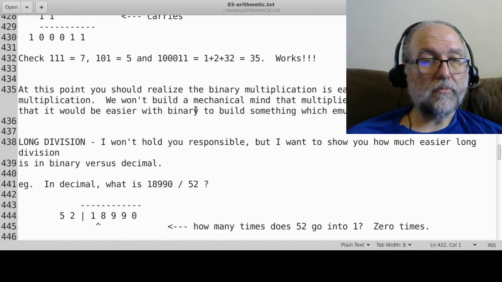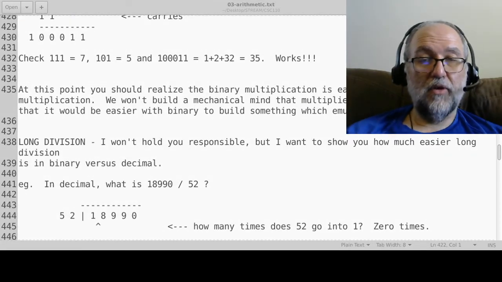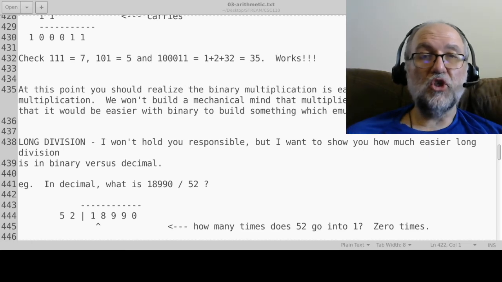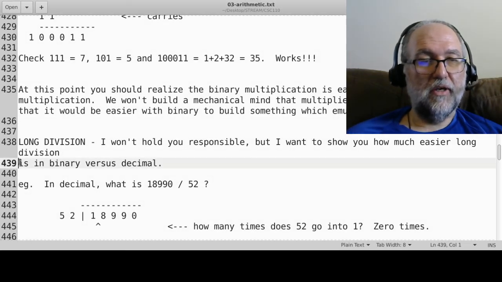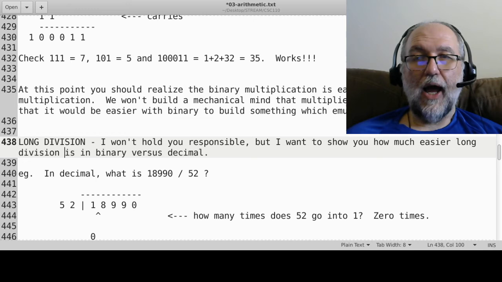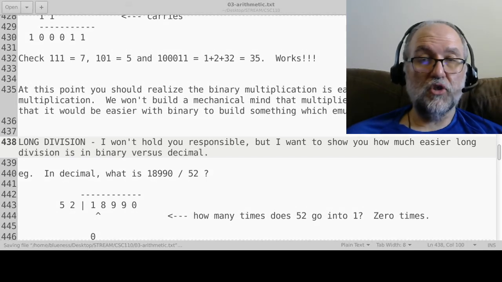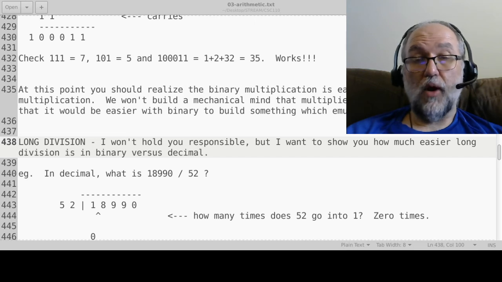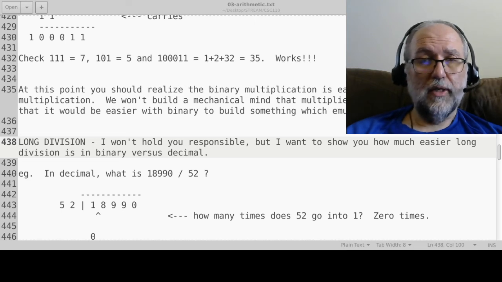All right. So now you're responsible for multiplication. Now let me show you long division. I'm not going to expect you to do long division, but I want to show you long division because long division is probably the hardest thing that you have to learn to do in arithmetic.